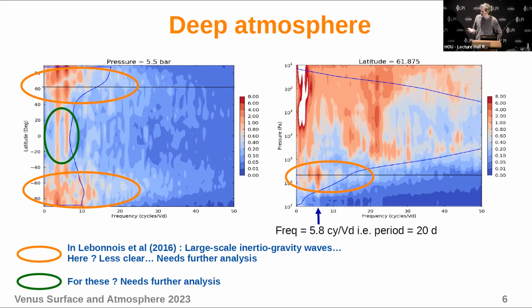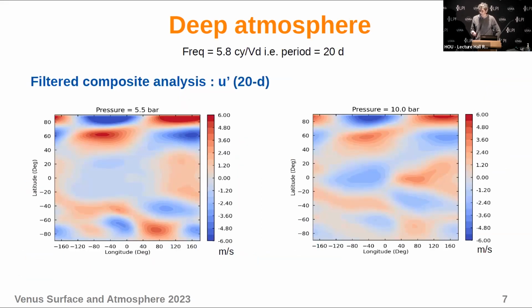Their structure is less clear here in these simulations than it was in the simulations back in 2016. And this is because these waves are really very sensitive to the profile of the solar heating rates in the deep atmosphere. And I will mention that again.